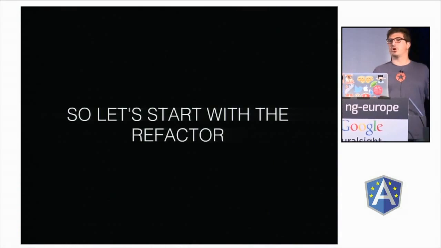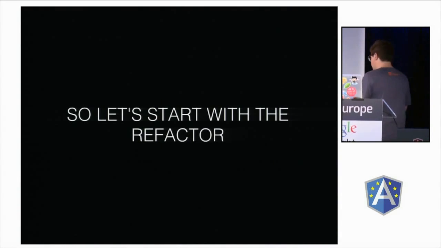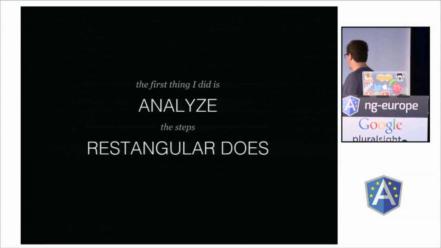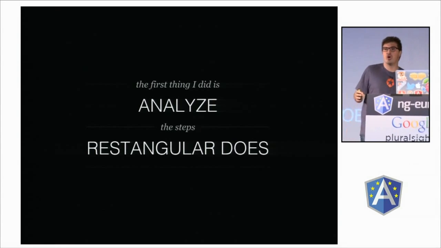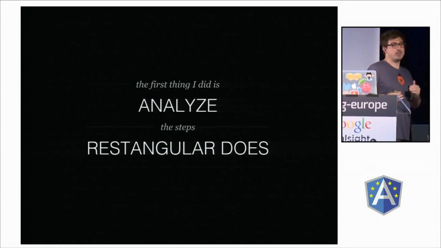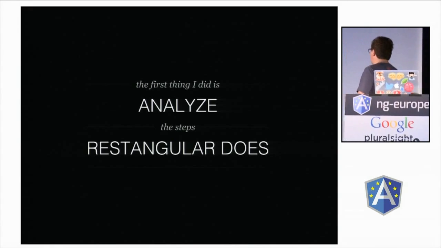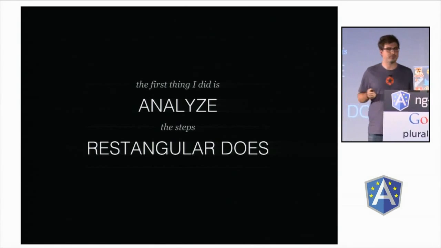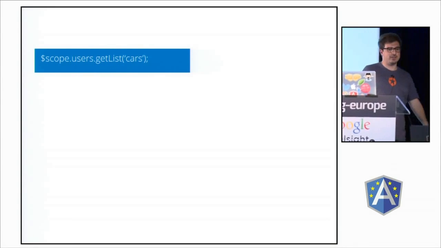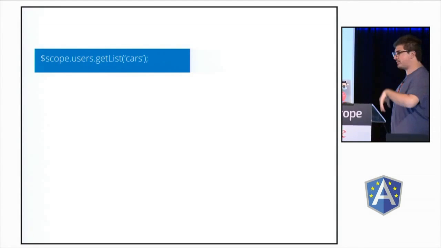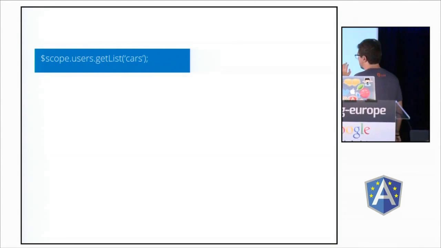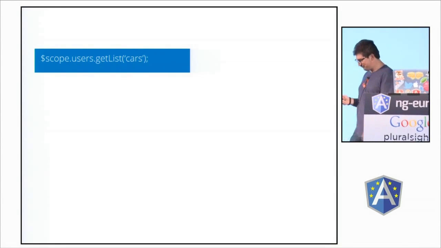So let's start with a refactor together. The first thing that I wanted to do for the refactor is to actually know what Restangular does. I mean, I built it, but I kept on adding new stuff. And the first thing that is important is to know what it does so that I can refactor it. So I started analyzing the steps. So let's go back to that example that I've shown, which is the scope users getListCars.